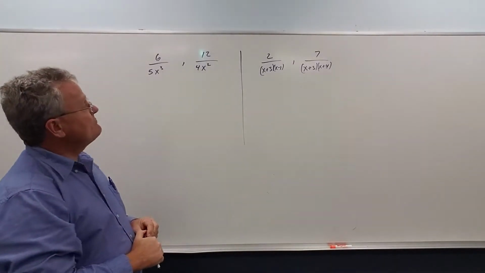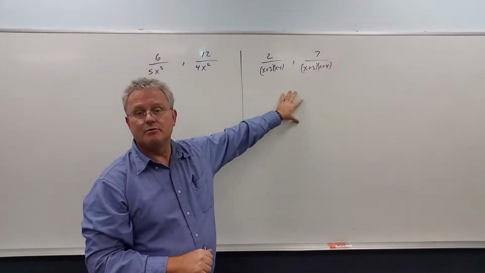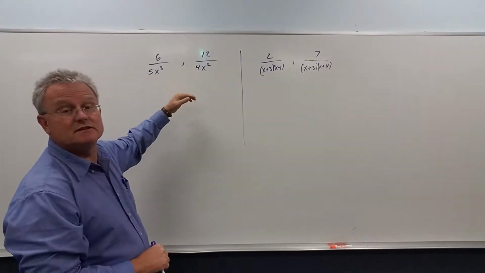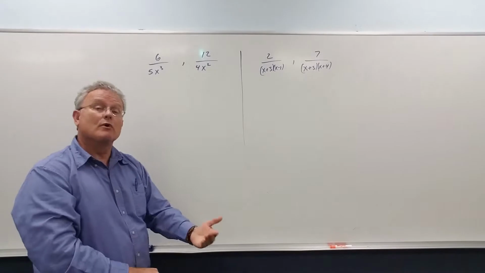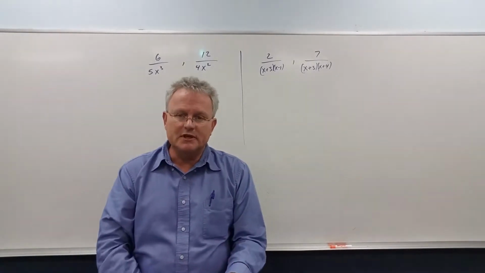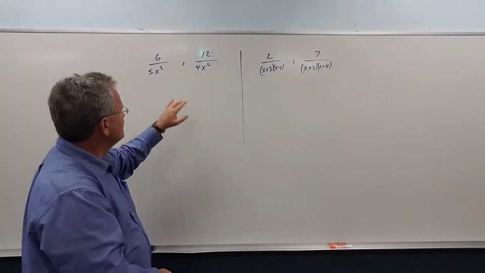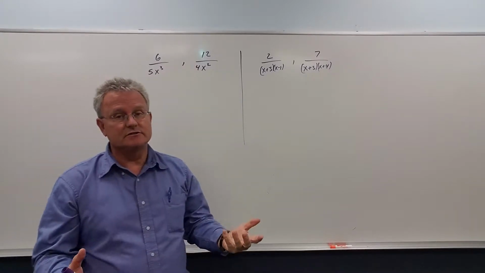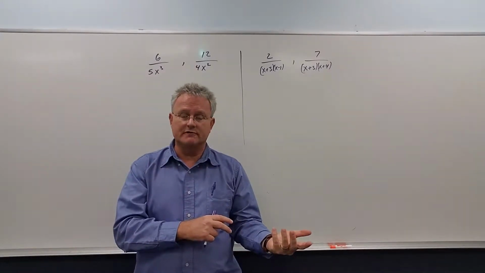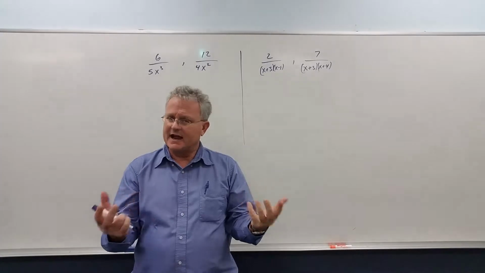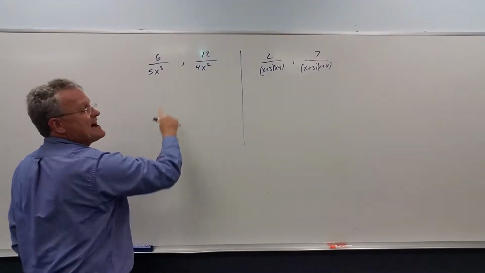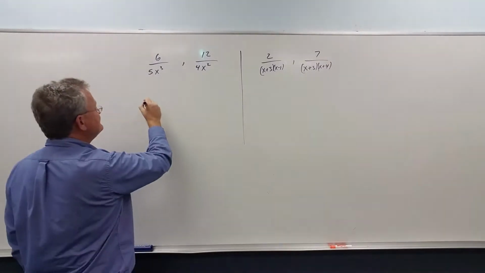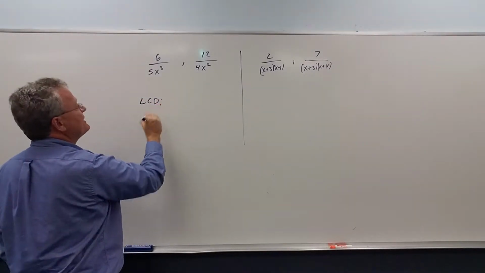Okay, so in this example, we're going to do two examples of finding the least common denominator given two rational expressions. The reason we're doing this is because in order to add fractions, like we talked about in an earlier video, you've got to have a common denominator. So, what is that common denominator?